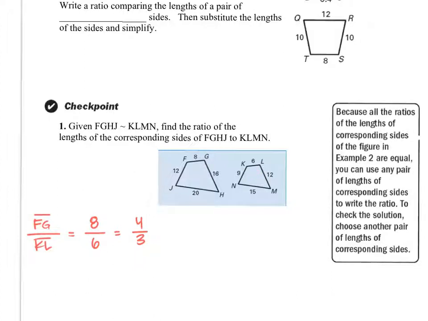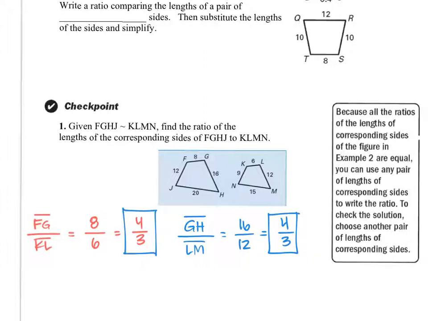All right, let's try another pair. It does not matter which pair you pick. I'm going to pick GH corresponds to LM. GH is 16, LM is 12. I can divide the top and bottom by 4, and again I get 4/3. Therefore proving that my ratio is 4/3.